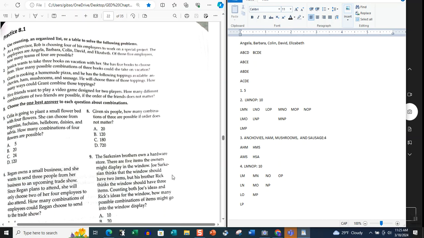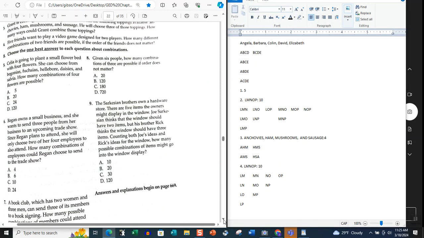Okay, so now we go to problem number 5. It says Celia is going to plant a small flower bed with 4 flowers. She could choose from begonias, fuchsias, hellebore, daisies, and salvia. How many combinations of 4 flowers are possible?